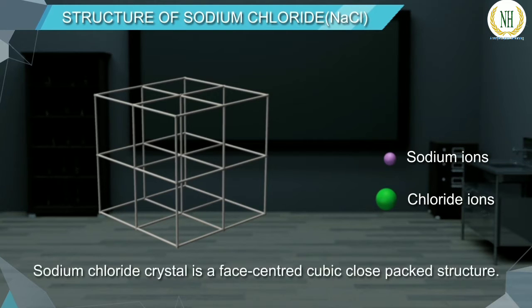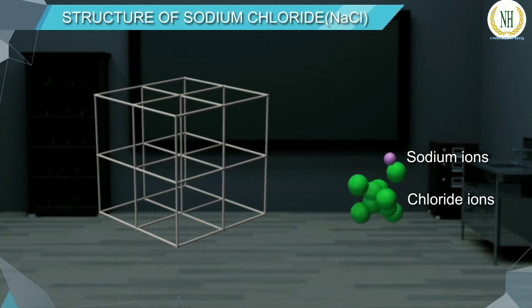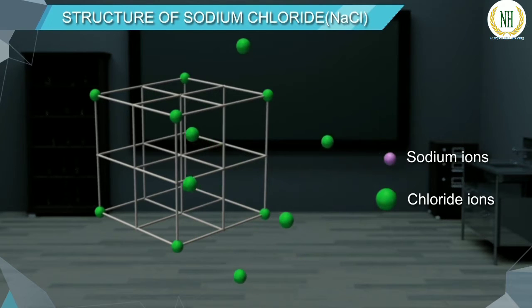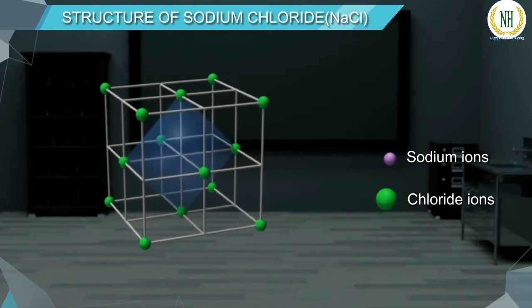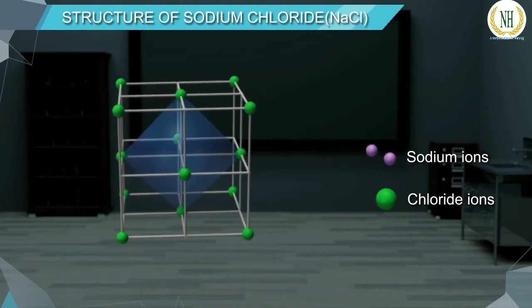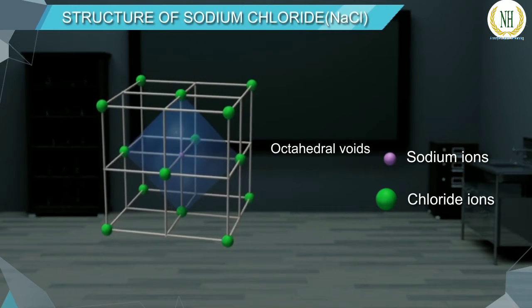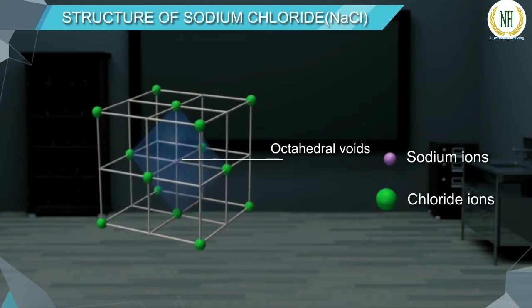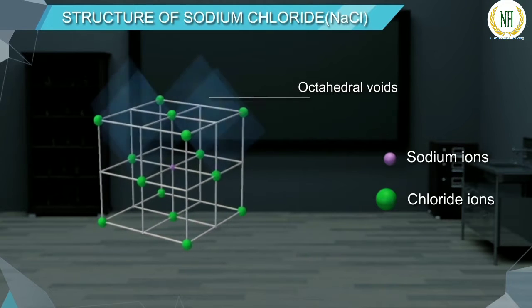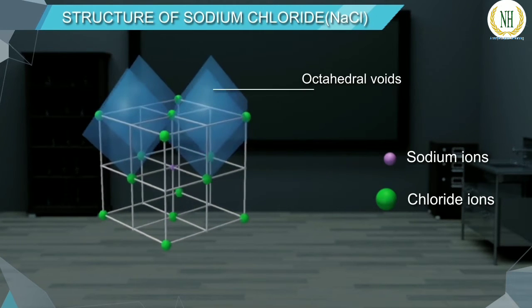Sodium chloride crystal is a face-centered, cubic close-packed structure. The chloride ions, being comparatively larger in size, occupy the corner and face-centered positions. The sodium ions, being smaller in size, go to fill up the voids. Thus, sodium ions occupy the octahedral voids in the cubic close-packed structure.